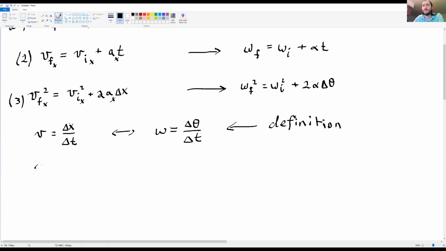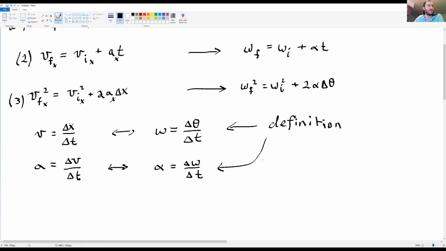Okay, and the same is true for the translational acceleration, delta v over delta t, right? That's going to be similar to alpha, which is defined as the change in omega over the change in time. So again, this one is also a definition.